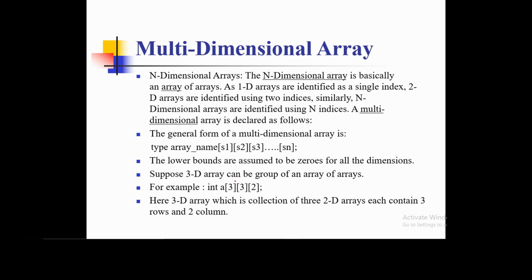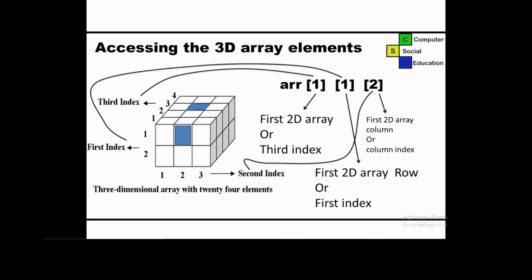Now suppose we are given a 3D array. It can be a group of arrays of arrays, like A[3][3][2]. This 3D array is a collection of 2-dimensional arrays, and each contains 3 rows and 2 columns. We can understand it by an example like this. It is a 3-dimensional array. Here this is the first dimension, this is the second dimension, this is the third dimension.